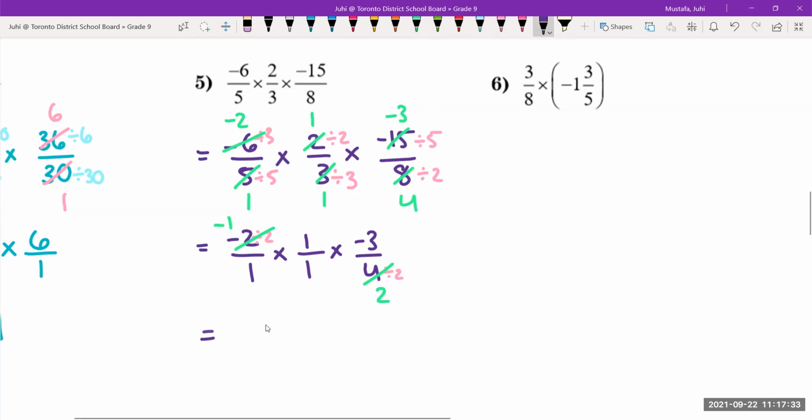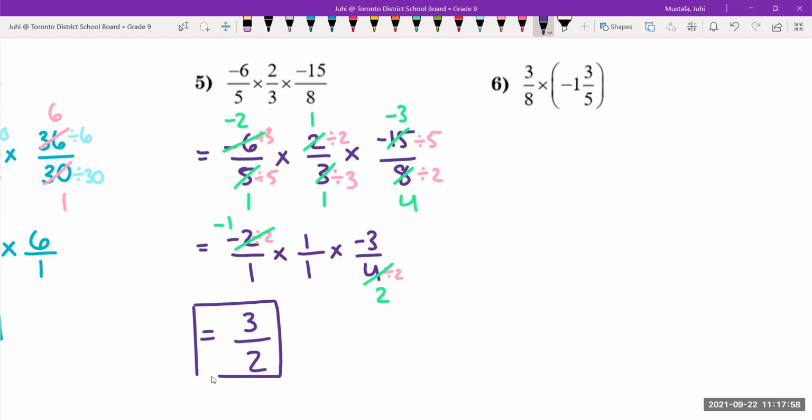And I'm going to be lazy. I'm not going to write it again. I'm just going to start multiplying. So -1 times 1 times -3. What's that going to give us? +3, good. 1 times 1 times 2. What's that going to give us? Just a 2, and that would be our final answer.